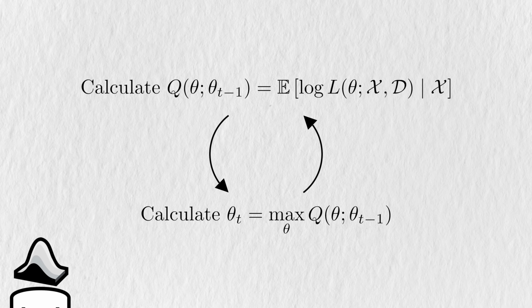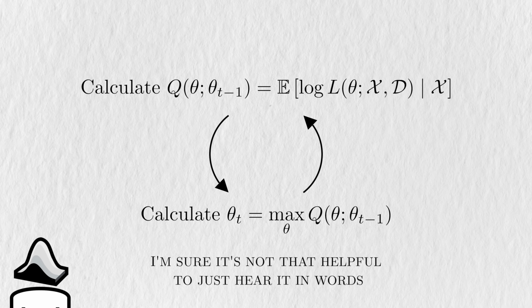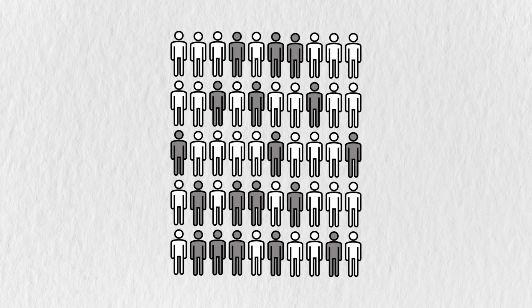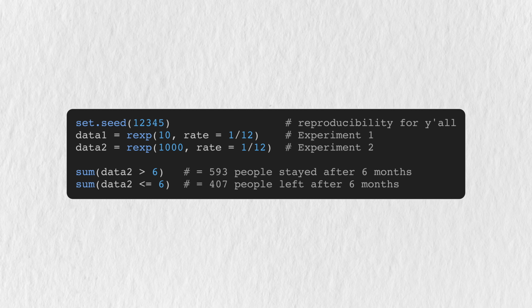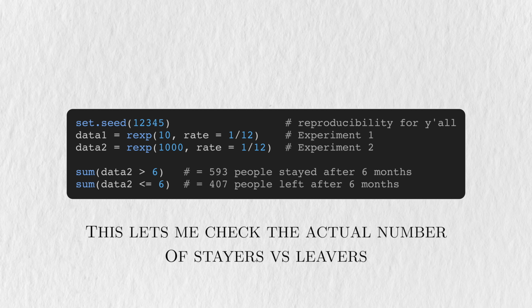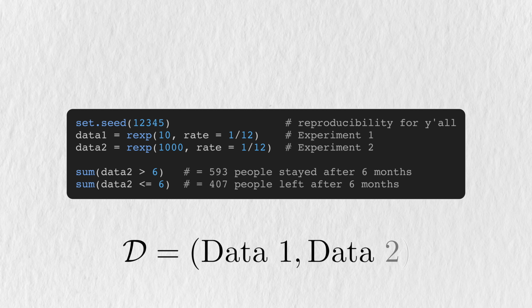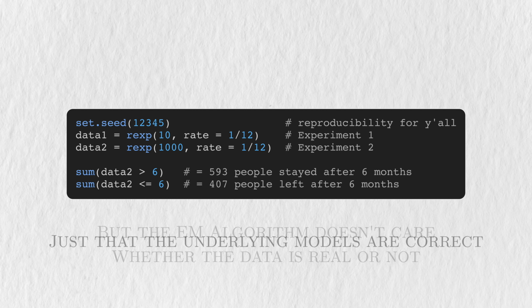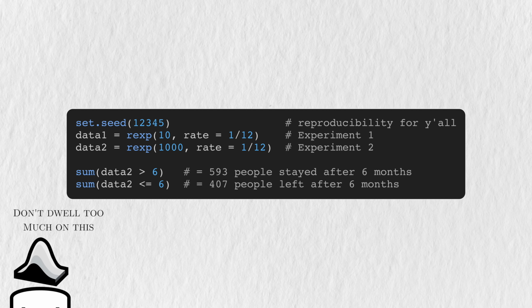That's the EM algorithm in a nutshell, but I'm sure it's not that helpful to just hear it in words. It'll help a lot more to see how the algorithm applies to our example. For demonstration purposes, I've simulated some data for both experiments, so that's how I knew the specific numbers of stayers and non-stayers. This means I actually have access to both the quote-unquote observed and complete datasets, which we normally wouldn't in real-world circumstances. Thankfully, the EM algorithm doesn't care if the data is real or not, just that our models are correct. You don't need to understand this code directly, but just know that it gives me a dataset that will let me visualize the EM algorithm working in real time.